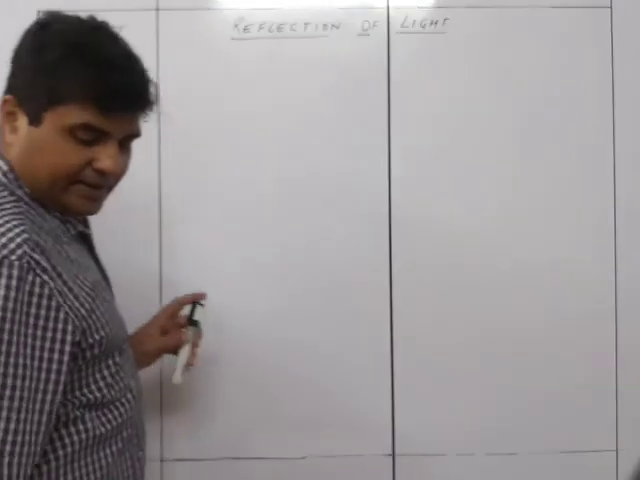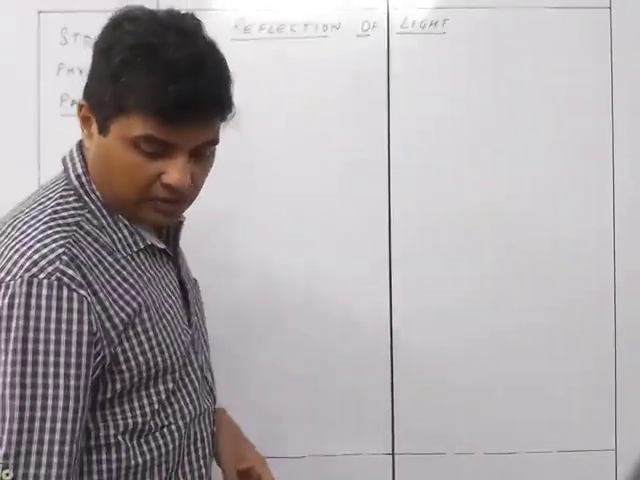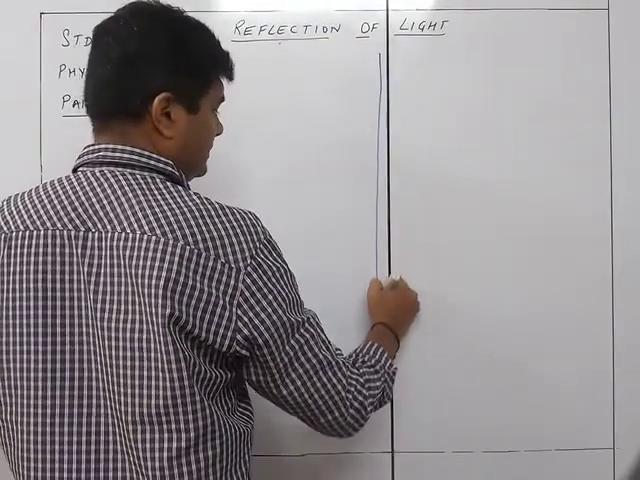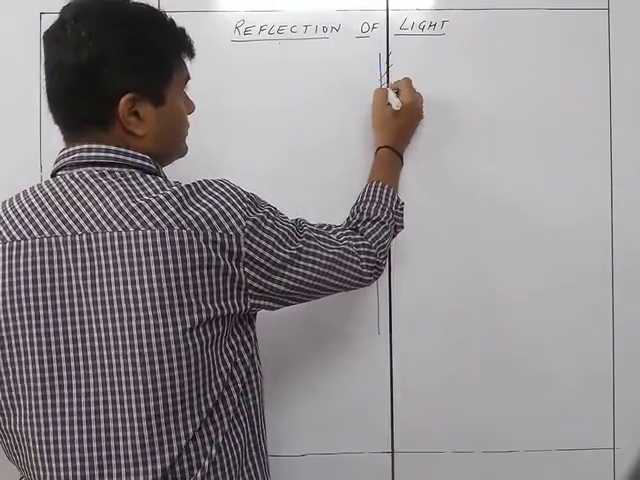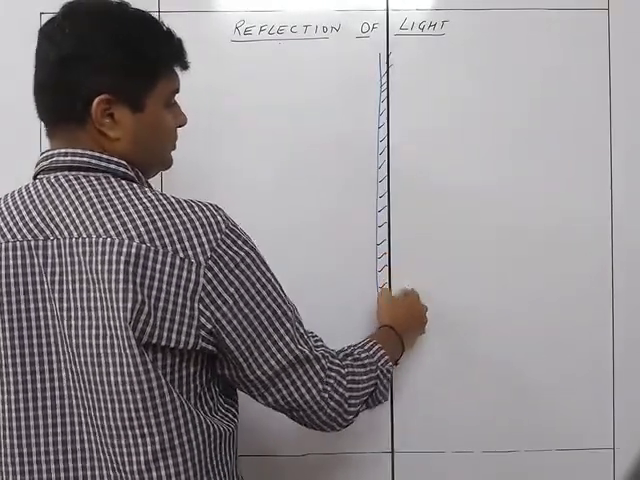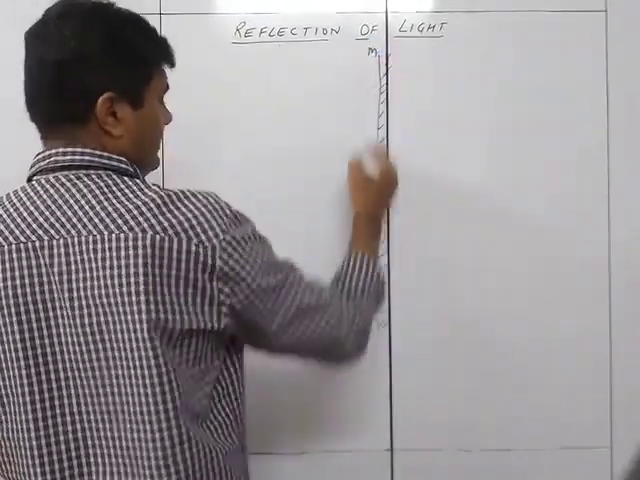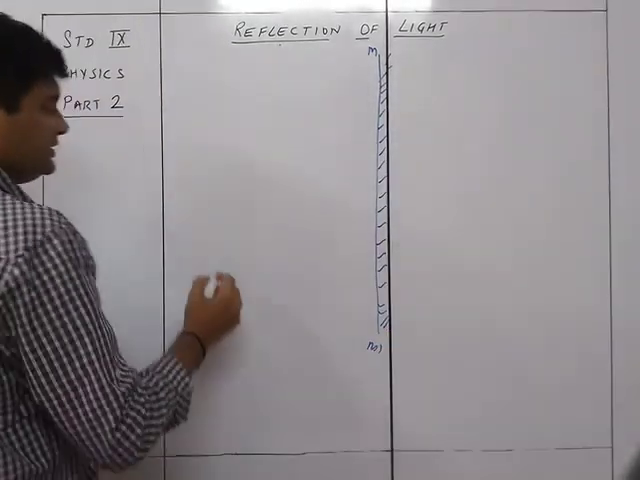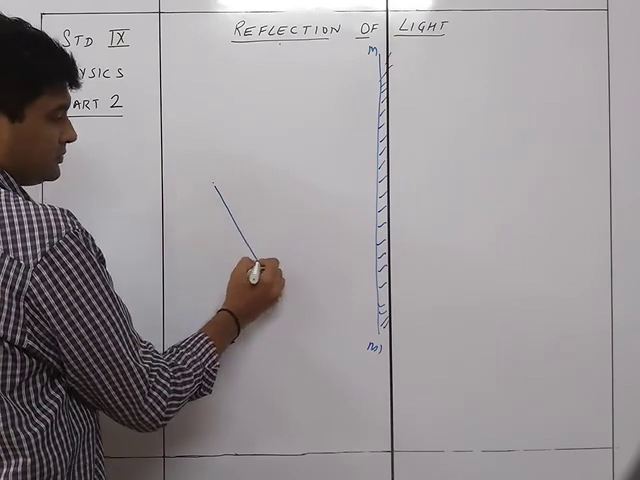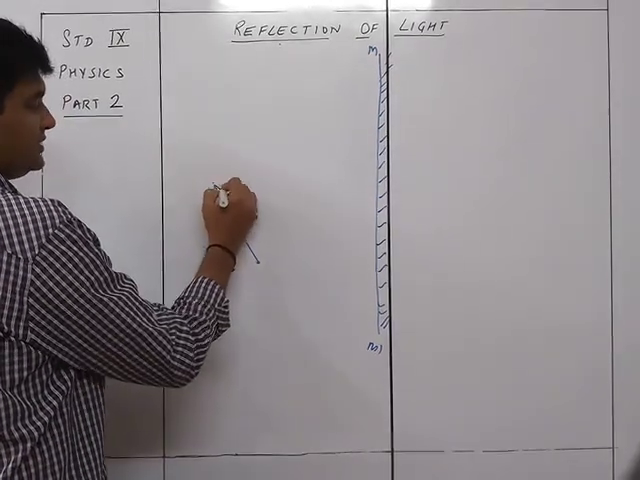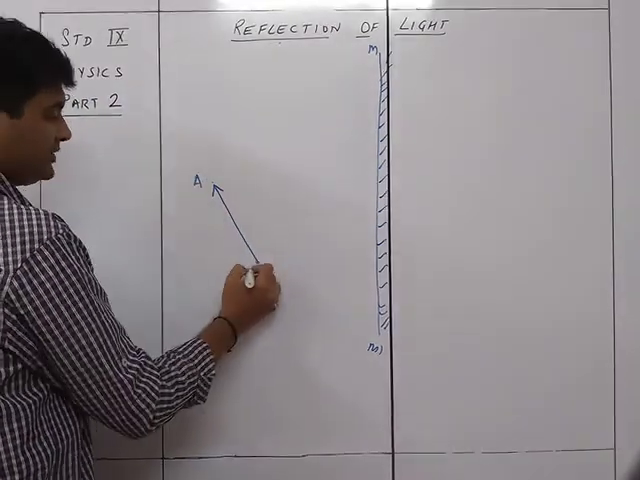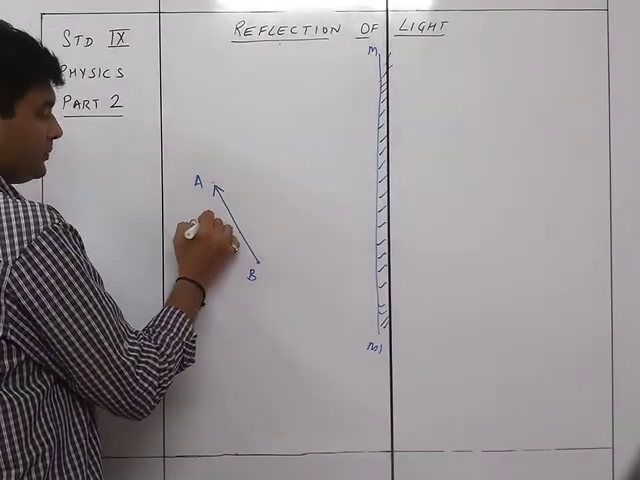So what we do is, first of all, we are going to take a mirror. So this is the mirror. Okay, we are taking a mirror which is vertical like this, M1. And to this, I am going to place an object like this. So this is the object like this. Okay, this is point A. And this is point B of the object.